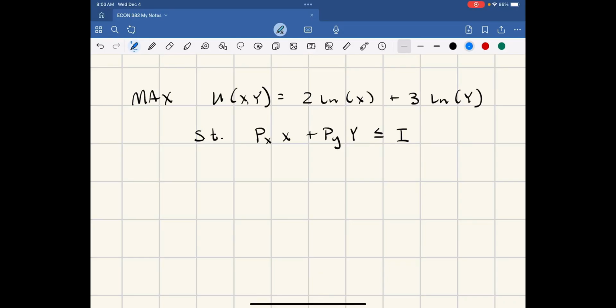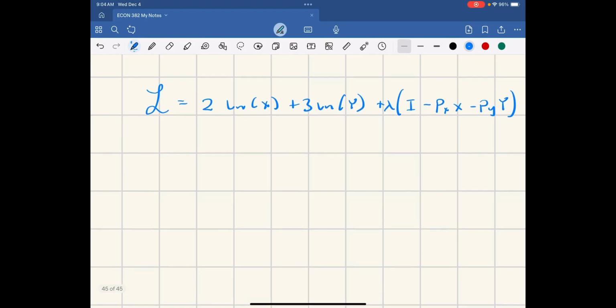This is a typical or common constrained optimization problem where we have the utility as a function of x and y with a log utility function, and we have a budget constraint. So from this, we would write our Lagrangian is equal to our utility function plus lambda, and then here's our budget constraint.